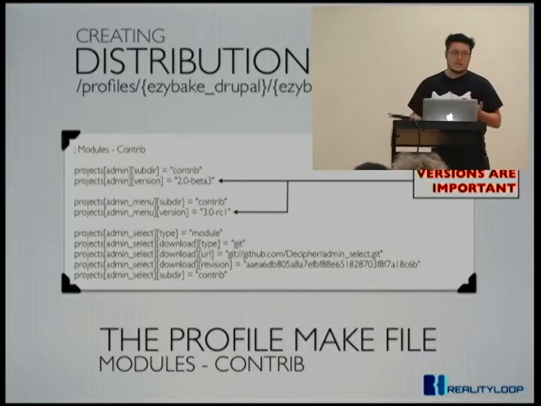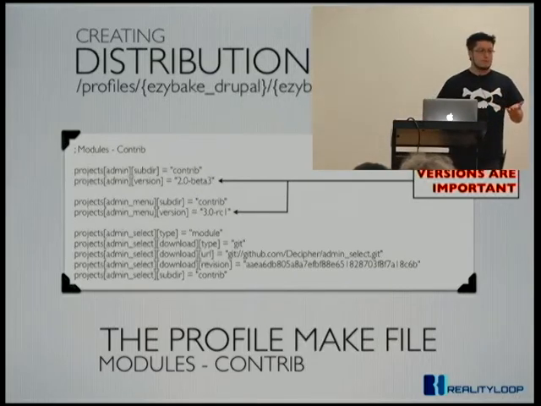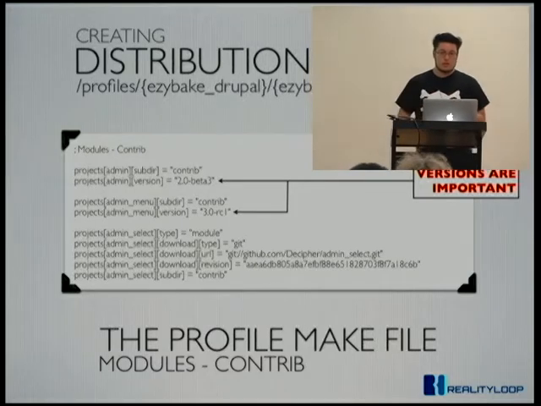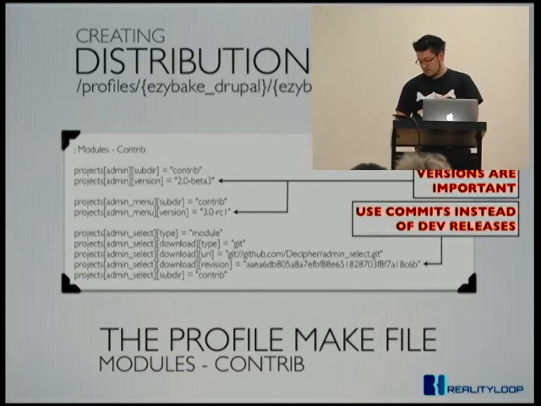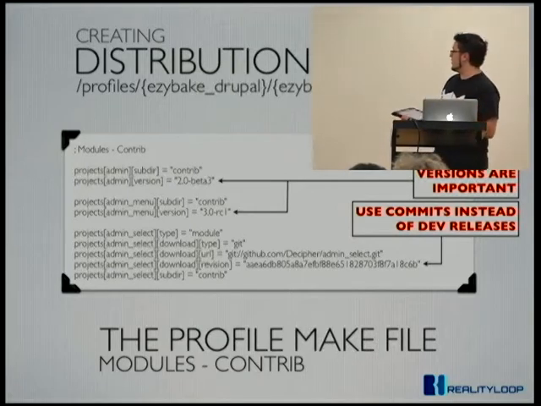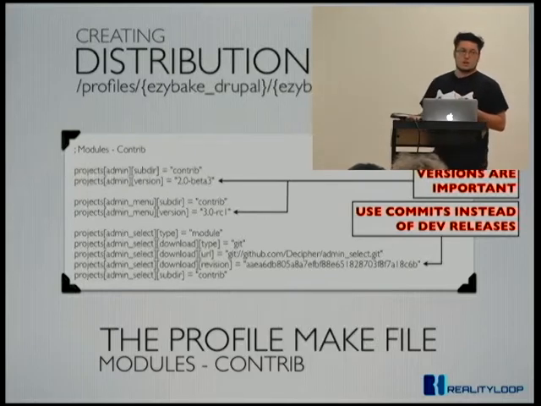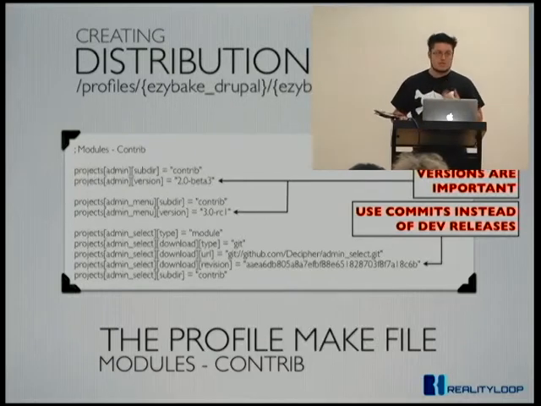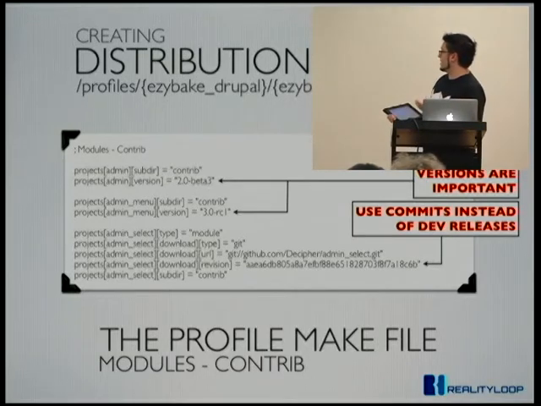Well, instead of checking it out in the standard way of downloading it via Drupal.org, we check it out via Git, and we use the commit version of that module so that we know that we are getting that specific version that we used at the time of building this distribution. We know exactly what is going to be in our code.